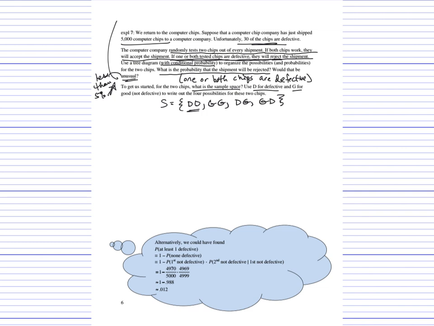Both defective, both good, first one's defective but the second one's good, and the first one's good and the second one's bad. All right, good. So let's see about this tree diagram.